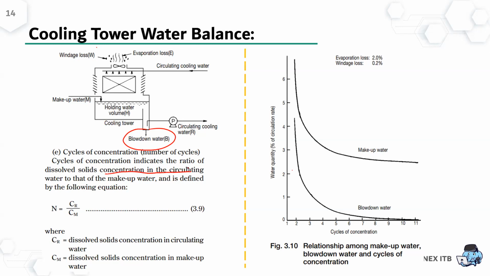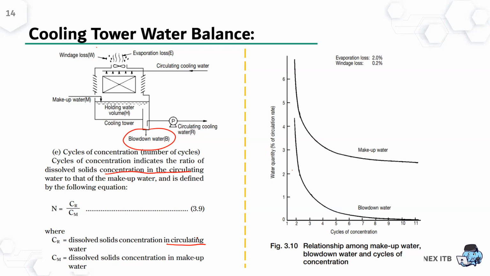And it is defined by this formula, where N, the number of cycles, is equal to C_R divided by C_M, where C_R is the dissolved solid concentration in circulating water, while C_M is the dissolved solid concentration in makeup water.